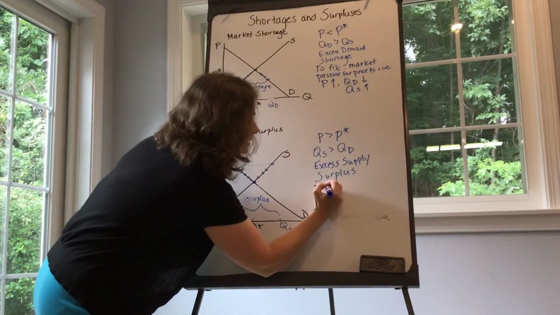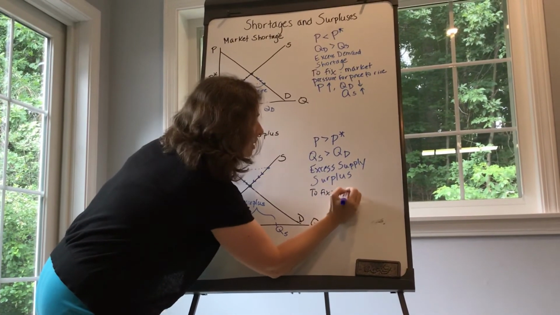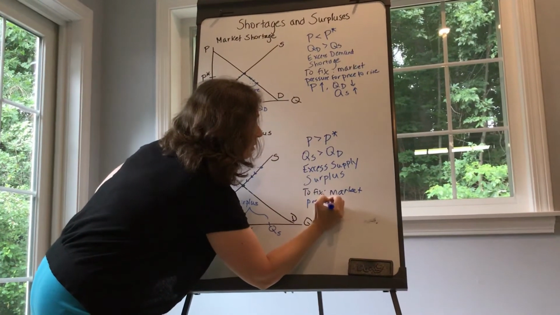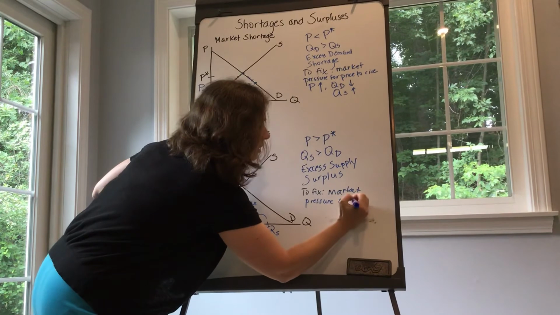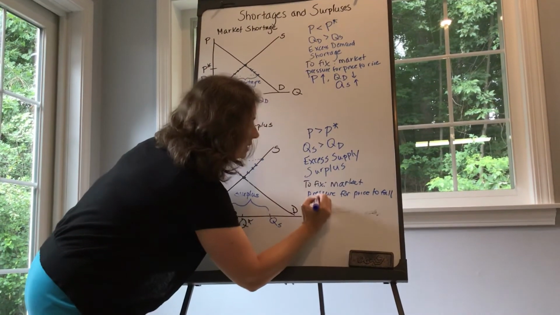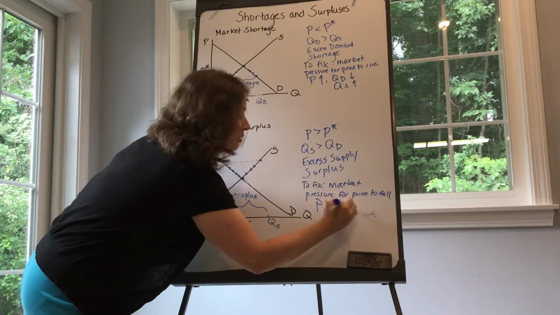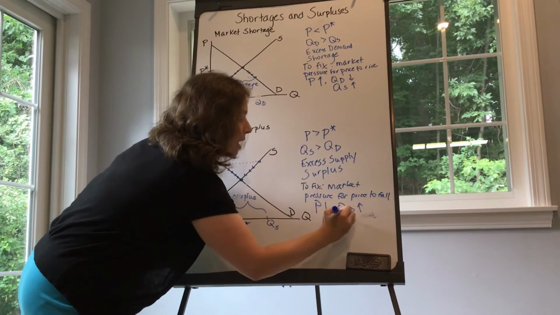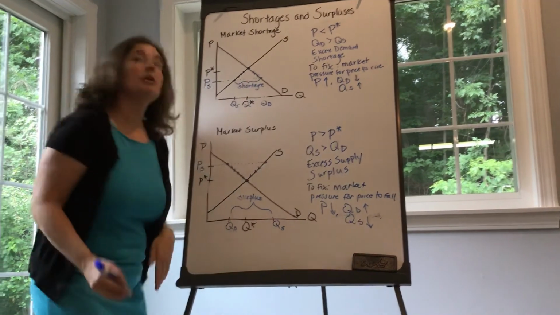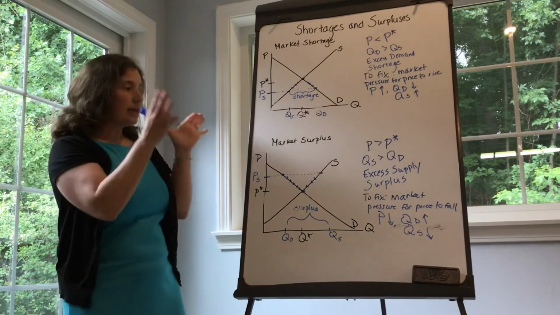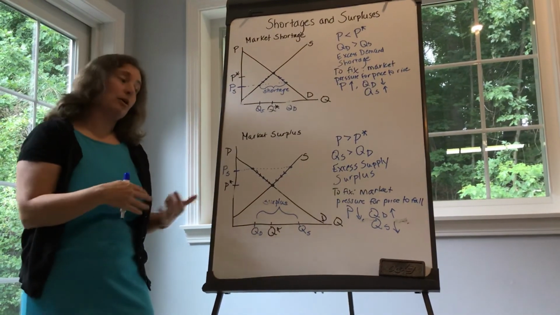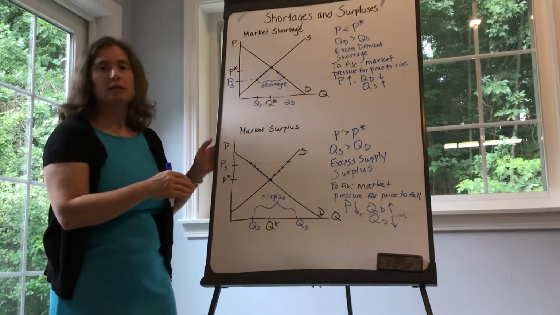So to fix this, there's market pressure for the price to fall. And as that price falls, we'd expect to see the quantity demanded rise following the law of demand, and the quantity supplied to fall following the law of supply. That eliminates this gap between supply and demand, or between quantity supplied and quantity demanded, and returns us to equilibrium.